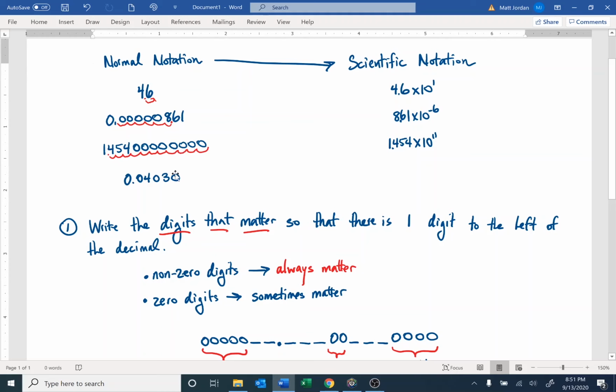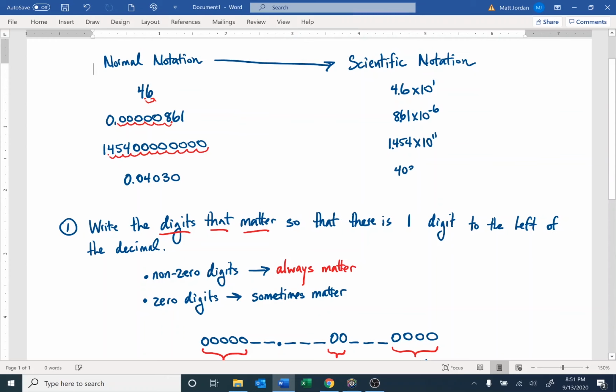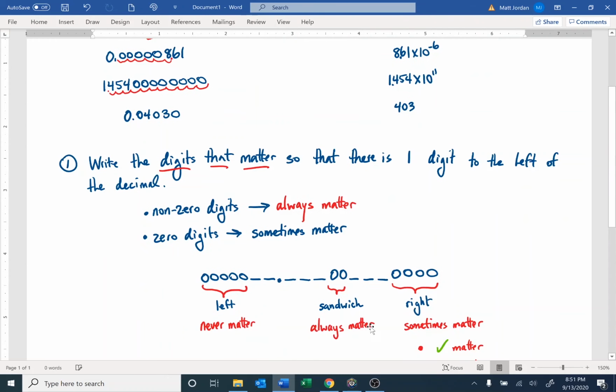All right, now we come to this last one here. This last one has all 3 types of zeros. Definitely the 4 and the 3 are not 0. And what connects the 4 and the 3 together is this sandwich 0 in the middle here. So what we're going to do is write 4, 0, 3. Sandwich zeros always matter, so we're going to write that down definitely.